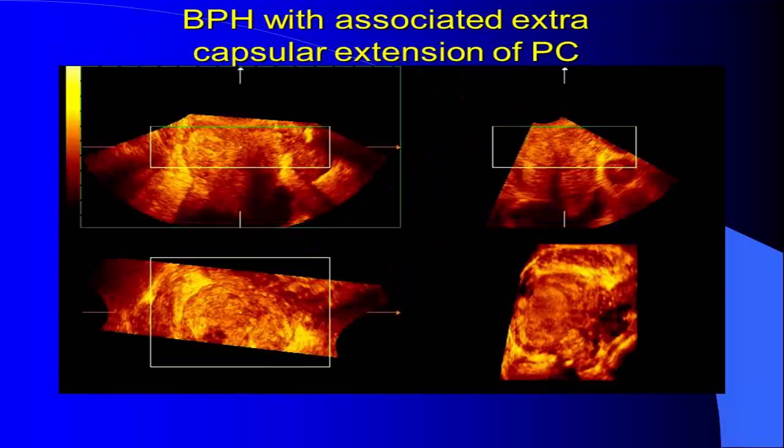A 3D reconstruction of a case of BPH associated with peripheral zone carcinoma showing extraprostatic fat plane infiltration. In this image, we see both BPH findings with intravesical protrusion of the middle lobe and the presence of malignancy involving the peripheral zone and infiltrating the prostate capsule, extending to the periprostatic fat planes.